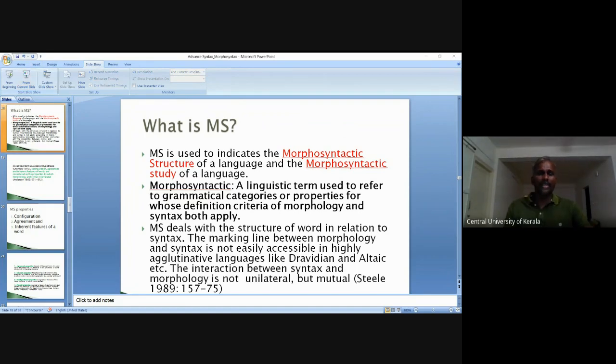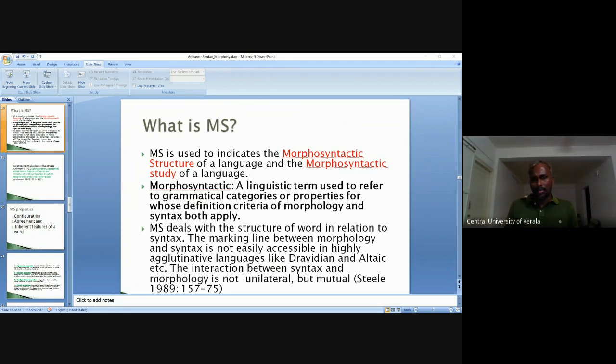See, morphosyntax, as we say syntax, has two meanings. One is used to indicate the morphosyntactic structure of a language. At the same time, you can use it as a morphosyntactic study, like syntax of Malayalam and syntax of Malayalam. One syntax indicates the syntactic structure of Malayalam. The other use of syntax indicates the syntactical study of Malayalam. So morphosyntax is also used as a noun and as an adjective.